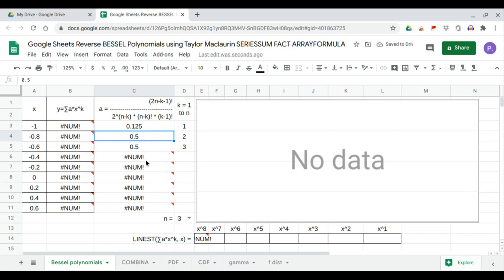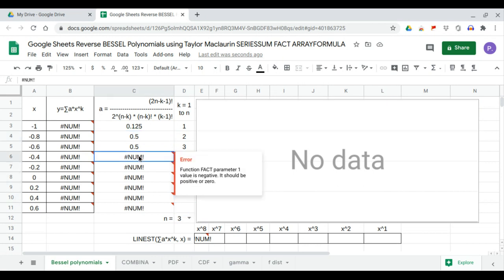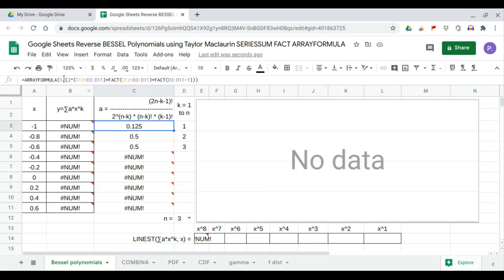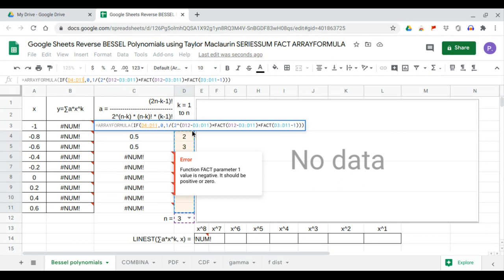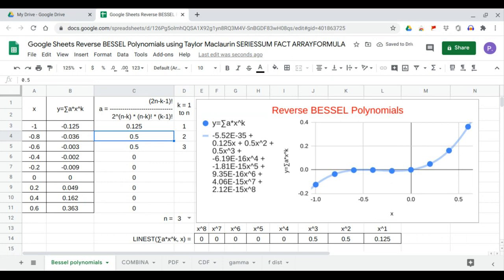Now here we have completed the denominator, but we have an error here. If this is empty, this should be 0. To correct that, we use the if function. So if k is empty, 0, otherwise calculate. So enter. Now we have corrected the error.